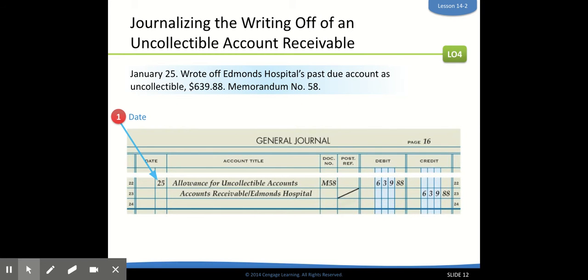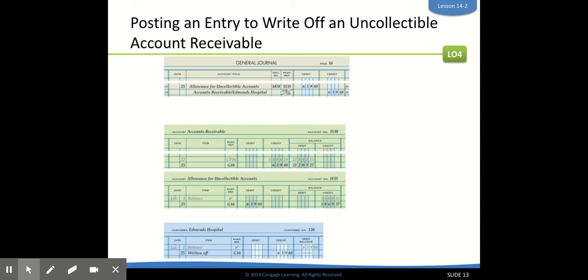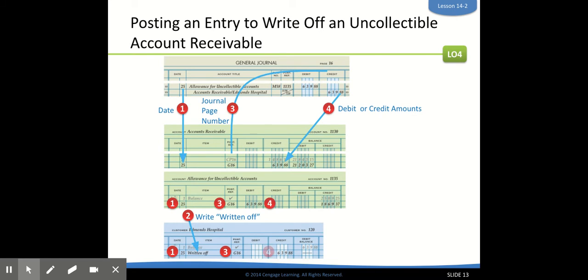So this is what the transaction looks like. Allowance for uncollectible accounts will be debited. And then we're going to decrease accounts receivable with a credit. So when we go to post this, we'll post like we always have. We will take the date. We will write "written off" in Edmonds Hospital's account, and when we credit that account, you'll see that we now have a zero balance.